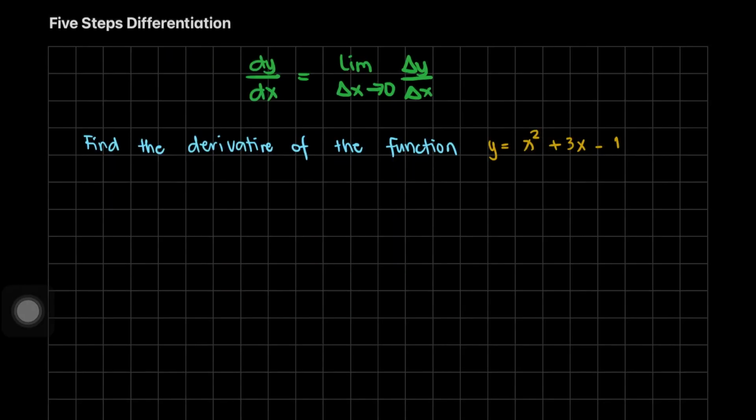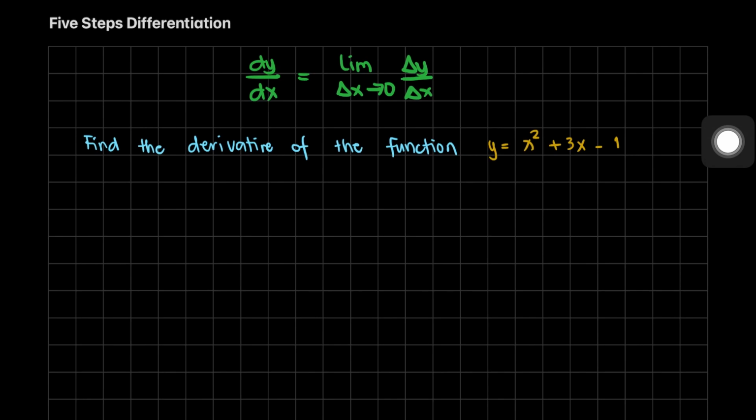Now that we learned the definition of derivatives, let us apply that concept to find the derivative of a given function. Again, the derivative of y with respect to x is equal to the limit of delta y over delta x as delta x approaches 0. But how are we going to solve for the derivative of this one? There is a 5-step process that we use to differentiate a given function.